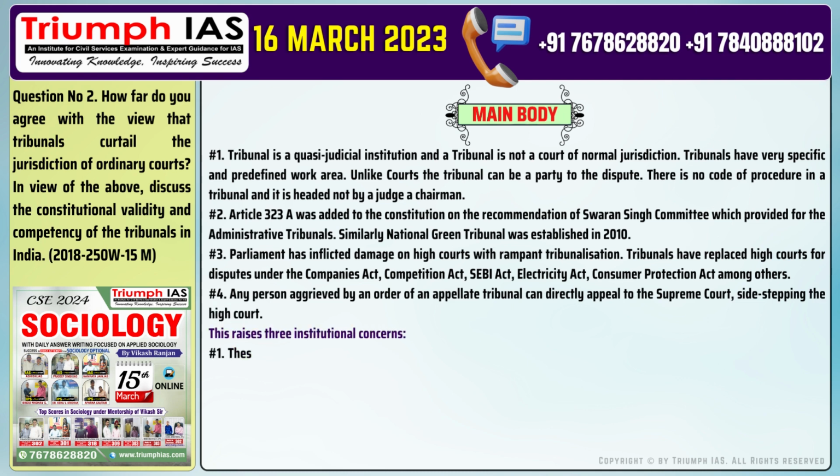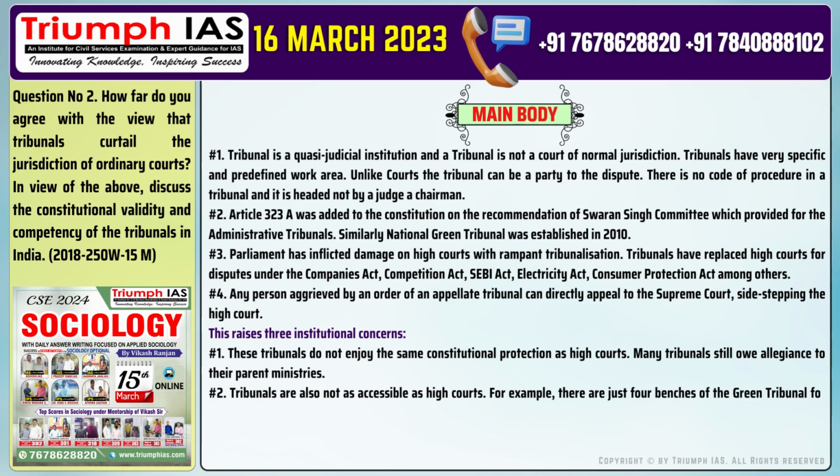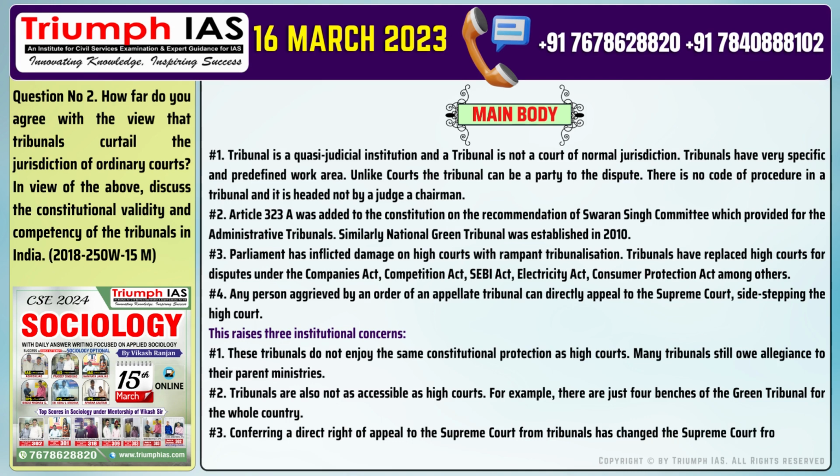This raises 3 institutional concerns. Number 1. These tribunals do not enjoy the same constitutional protection as high courts. Many tribunals still owe allegiance to their parent ministries. Number 2. Tribunals are also not as accessible as high courts. For example, there are just 4 benches of the Green Tribunal for the whole country. Number 3. Conferring a direct right of appeal to the Supreme Court from tribunals has changed the Supreme Court from being a constitutional court to a mere appellate court.